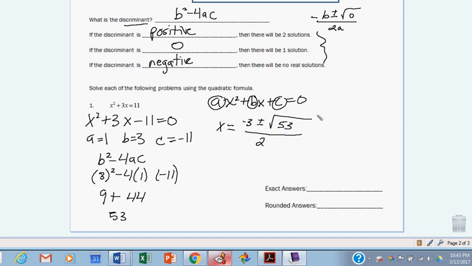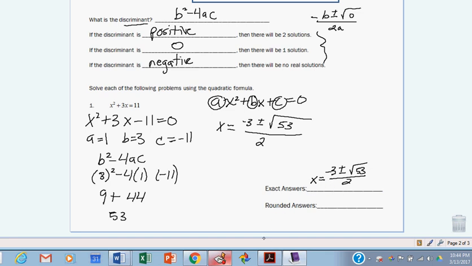All right, so here's the deal. You always want to try to simplify the radical if you can. Well, 53, believe it or not, is a prime number. Like, I can't come up with any factors to get to 53. 27 times 3 is 51. I can't get anything that's going to work out there. So basically, when I say I want an exact answer and a rounded answer, your exact answer is x equals negative 3 plus or minus square root of 53 all over 2.